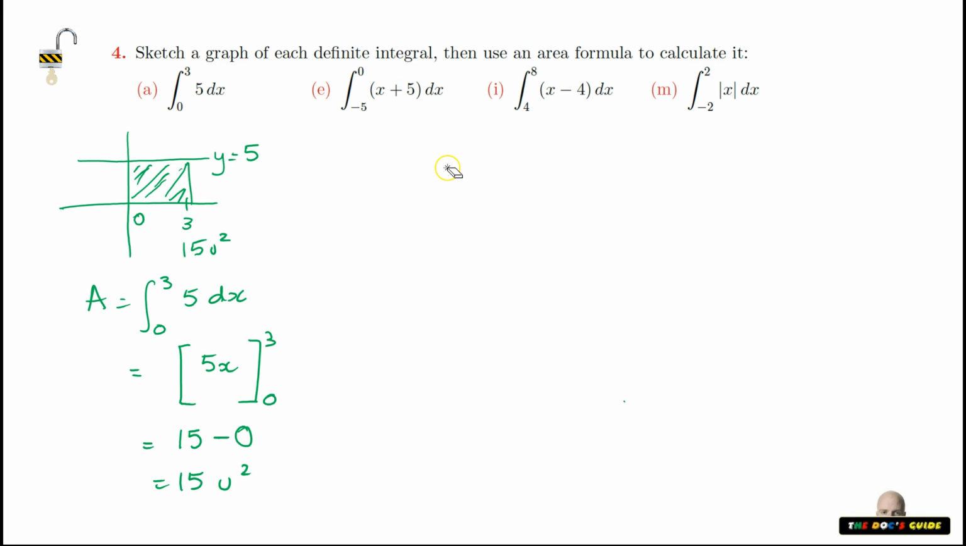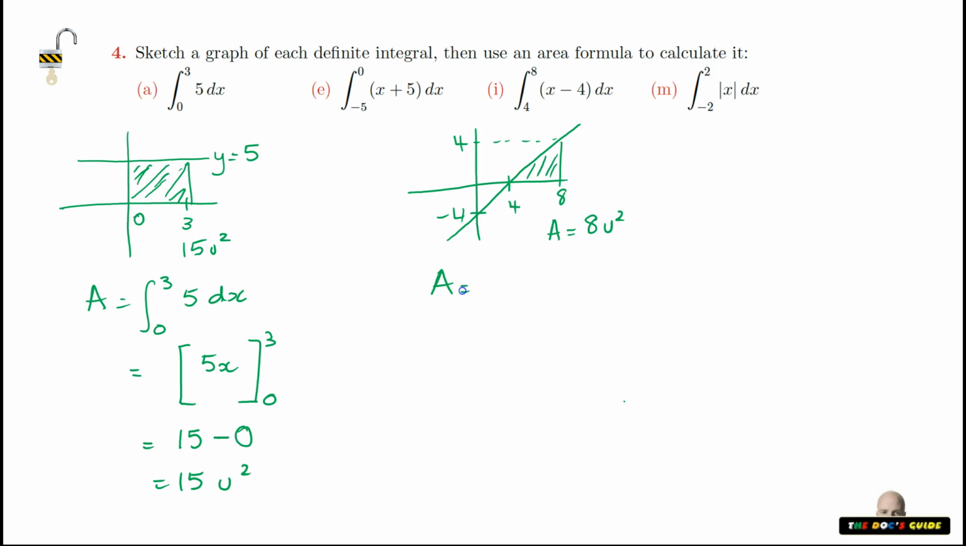So for I, what we need is to think about our curve. So we're going to have the curve x minus 4, which is a straight line of gradient 1 cutting the y-axis at minus 4. And we're interested in the area under that curve between 4 and 8. So where does that line up? Well, when x equals 8, the y value will be 4. So we're talking about that area just there, which is the area of a triangle with a base of 4 and a height of 4, so that will be 8 square units. So that's the exact area under the curve in this case.